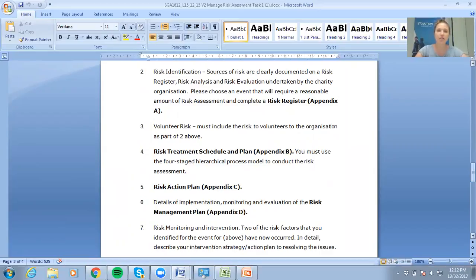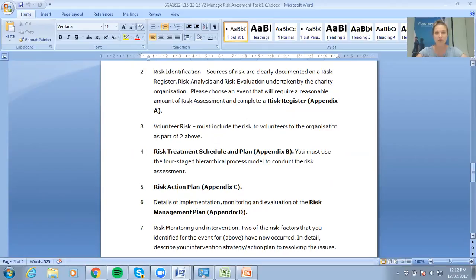So looking at your charity event and thinking, what volunteers would I have on board working for us and helping out on the day, and what risks are associated to them? Next question, question 4, is your risk treatment schedule and plan.